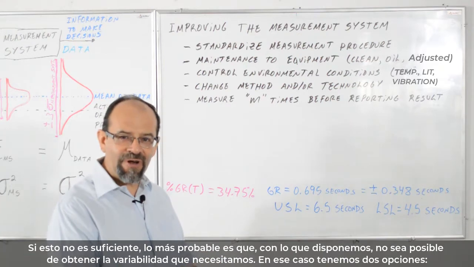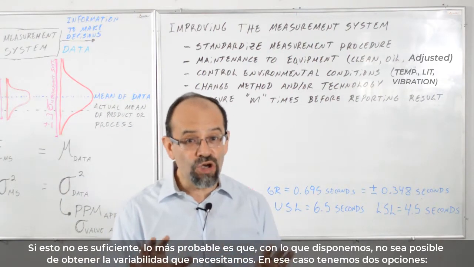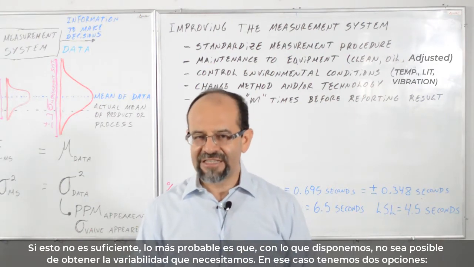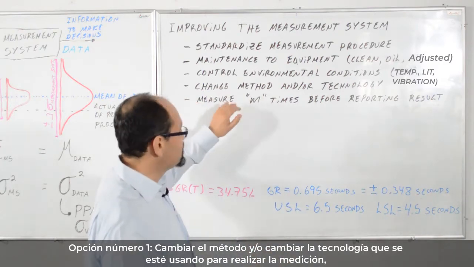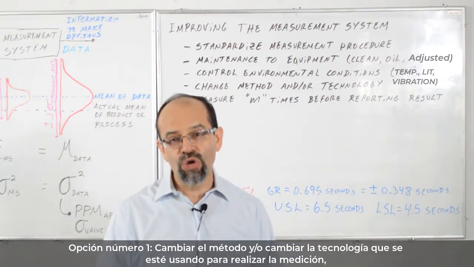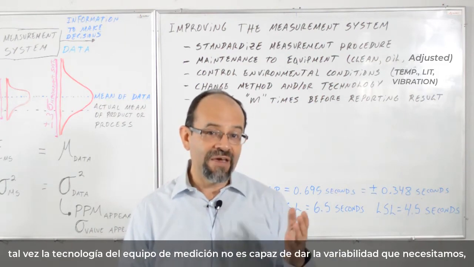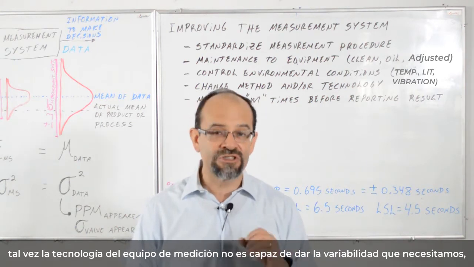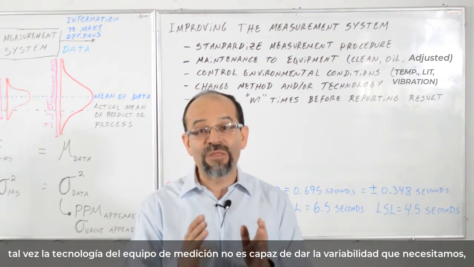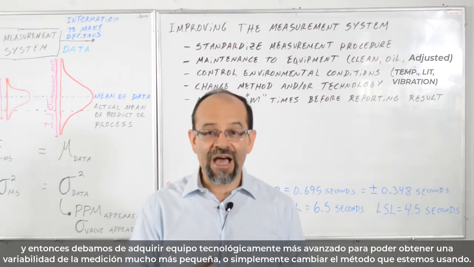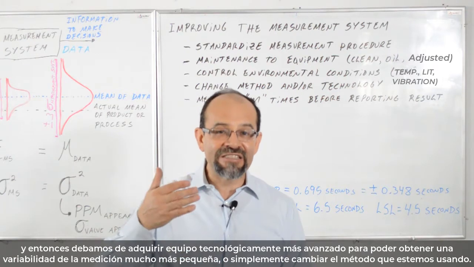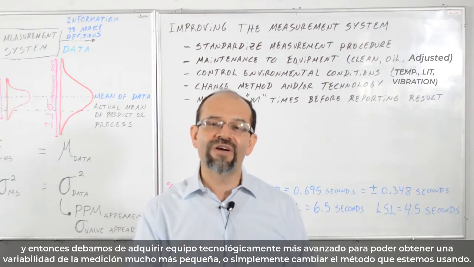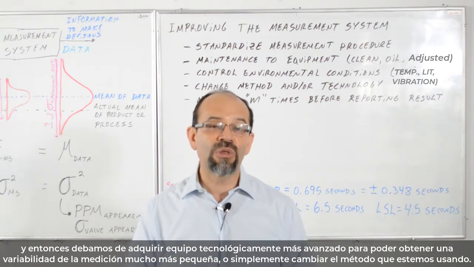If that is not enough, very likely what you have is not able to give the variability that you need. Then we have two options if that is the case. Option number one, change the method and or change the technology that we are using to do the measurement. Maybe the technology of that equipment is not sensitive enough, is not good enough to have the variability that we need. And then we have to get more advanced equipment, from a technological point of view, in order to get smaller variability on the measurement, or change the method that we are using.